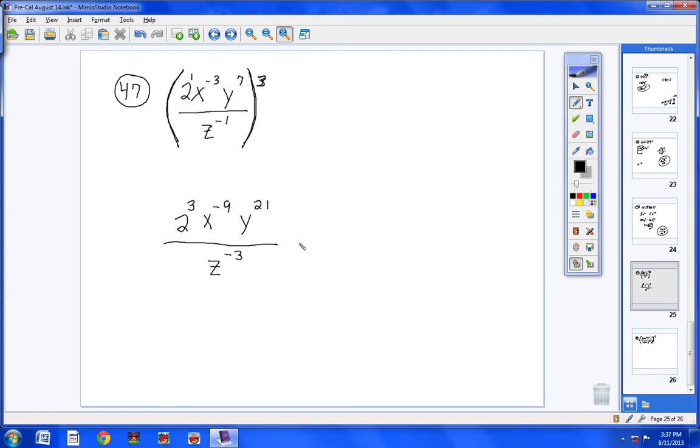Now, students, let's think this through for a second. First of all, 2 to the third power. 2 times 2 times 2. Well, that's 8. And then look, why would I move the Y? The Y has a positive exponent. Leave it where it is. But look at the Z. I've got to bring this Z up top. Do I not? And make it a positive 3.